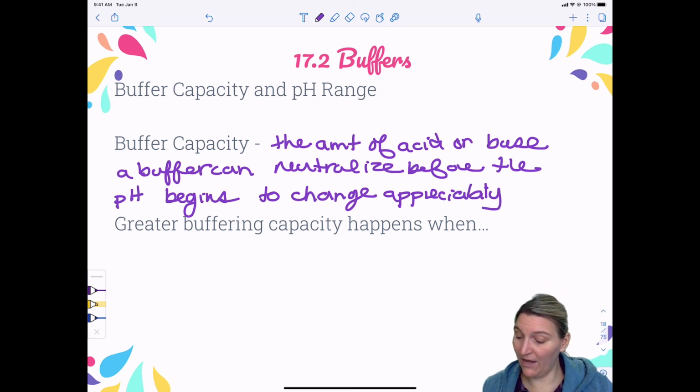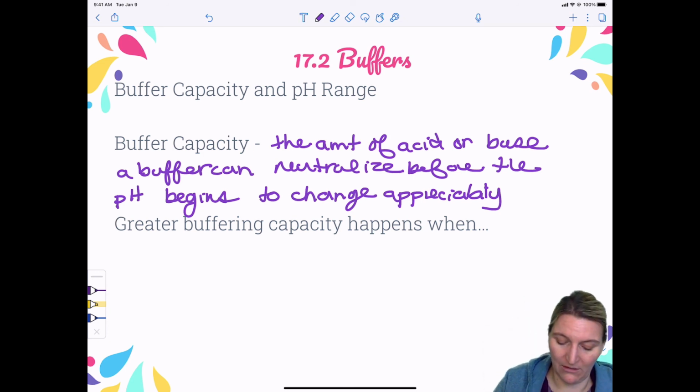Right, and this is again a little bit arbitrary. What does appreciably mean? Basically, the greater buffering capacity happens when you have greater concentrations of that weak acid and that conjugate base.